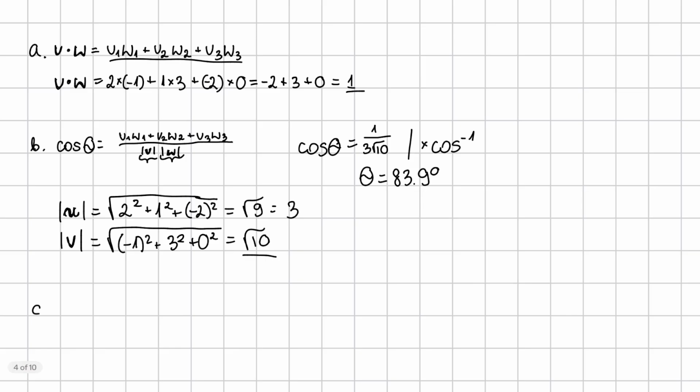C. State whether the vectors are perpendicular, acute, or obtuse. Because our theta is less than 90 degrees, so less than a right angle, we know that the angle is acute, so not perpendicular.